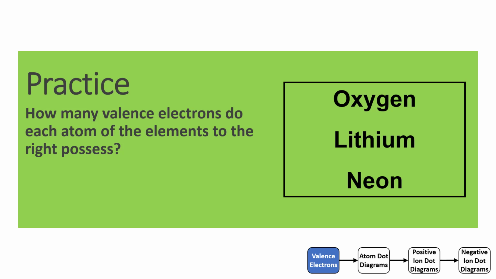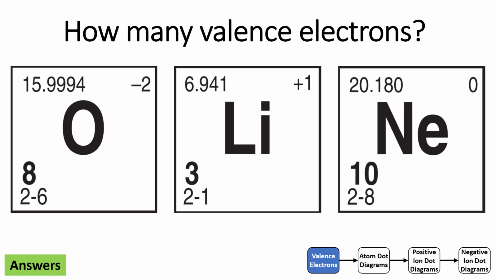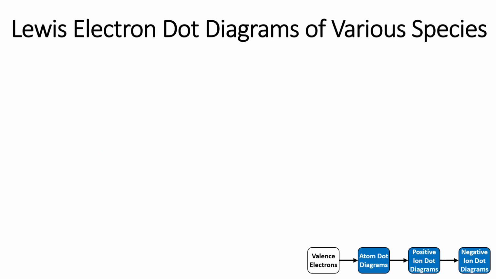So let's practice these. How many valence electrons does each atom of the elements to the right possess? Go ahead and pause the video while you practice that. Okay, so here are the answers. How many valence electrons does oxygen have? Well, 6. The outermost electrons is that number to the right. Lithium has 1, and neon has 8. Okay, there we go. So let's talk about electron dot diagrams.